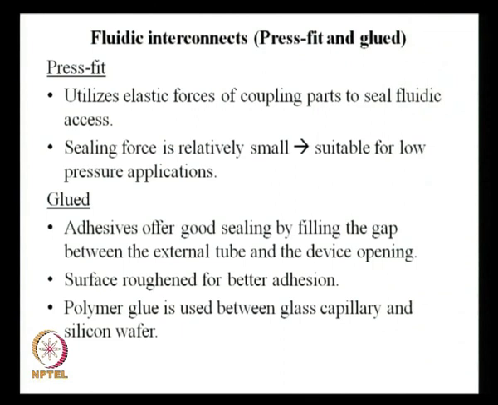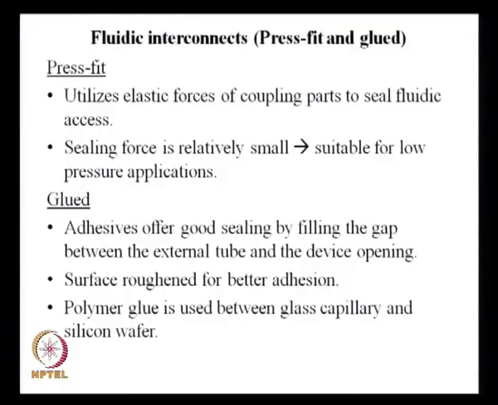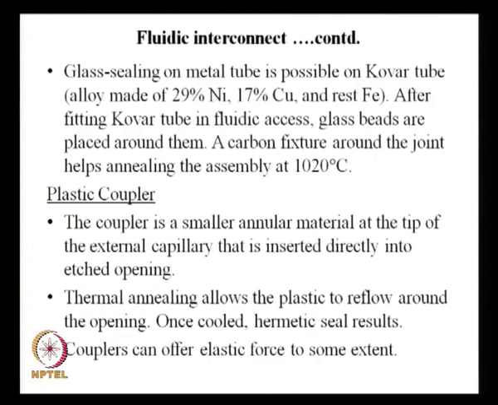Polymer glue is used between glass capillary and silicon wafer. So, you have a silicon wafer, and you have a glass capillary which goes in there. You can use polymer glue. At the very outset I said these epoxies and UV curable glues are very effective. If somebody is using it on a small scale, with moderate pressure, and is not fussy about keeping things very pure, these polymer glues are perfect for these applications. So, press fit and glued, these are the two types of interconnects that you understand.